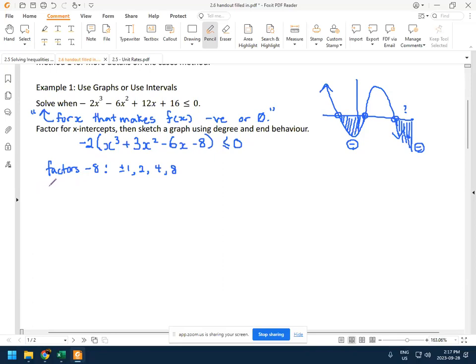Let's see, I'll do it for you. Again, just trying to save you brain space. F of 1 is 1 plus 3 minus 6 minus 8, not a 0. F of -1 is -1 plus 3 plus 6 minus 8. Okay, that's a positive 9. That's a -9. It's going to be a 0. Therefore, x plus 1 is a factor.